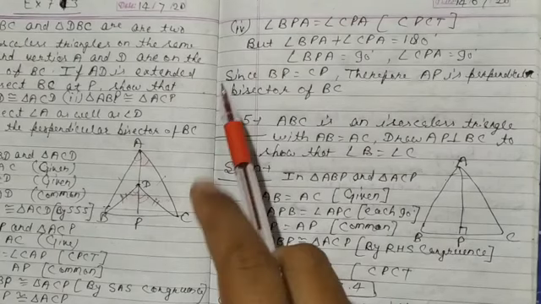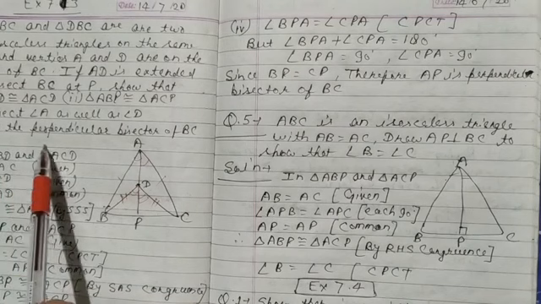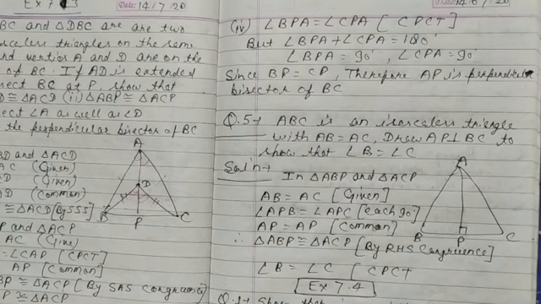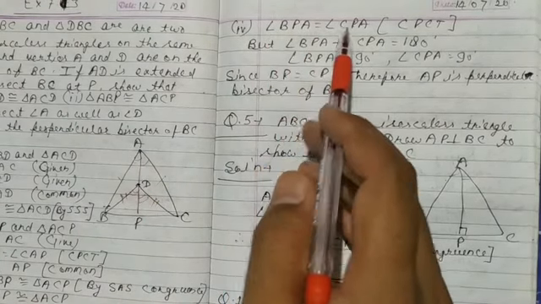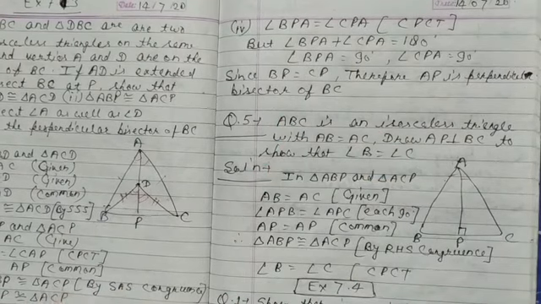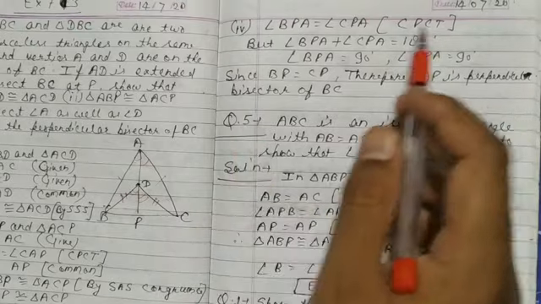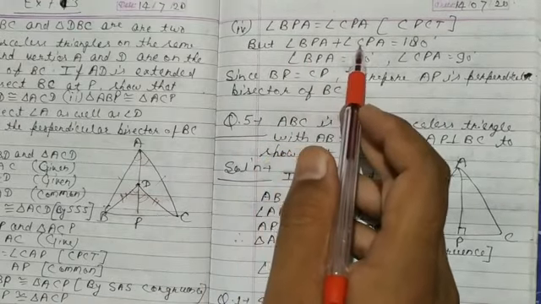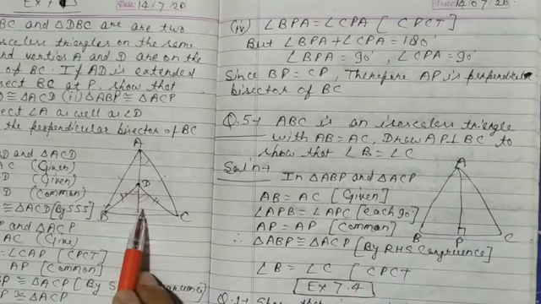Now option number 4. We want to prove AP is the perpendicular bisector of BC. To prove this, we know angle BPA equals angle CPA. This angle and this angle are equal. Why? Because both triangles are congruent and by CPCT both are equal. But angle BPA plus angle CPA equals 180 degrees. This is a straight line.